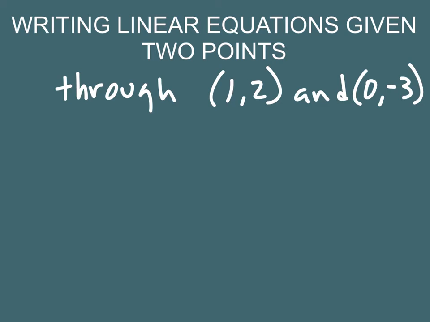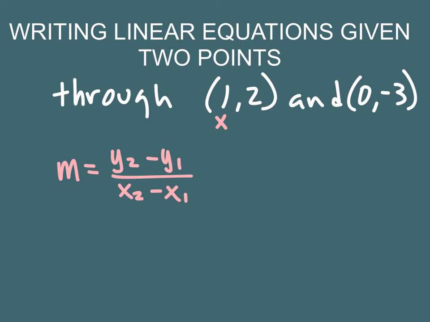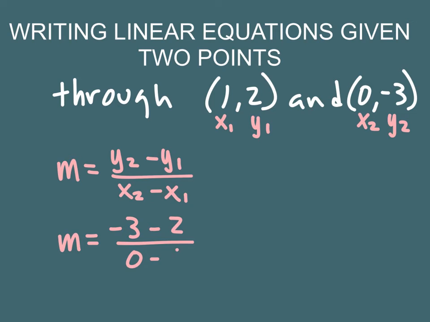So the first thing that I want to figure out is what's our slope equal to? Now remember, we have a formula for that: y sub 2 minus y sub 1 over x sub 2 minus x sub 1. So I'm going to call this x1, y1, and x2, y2. All that does is tell me what's my first point, what's my second point. Let's plug that into our formula, and we get that our slope is equal to -3 minus 2 over 0 minus 1.